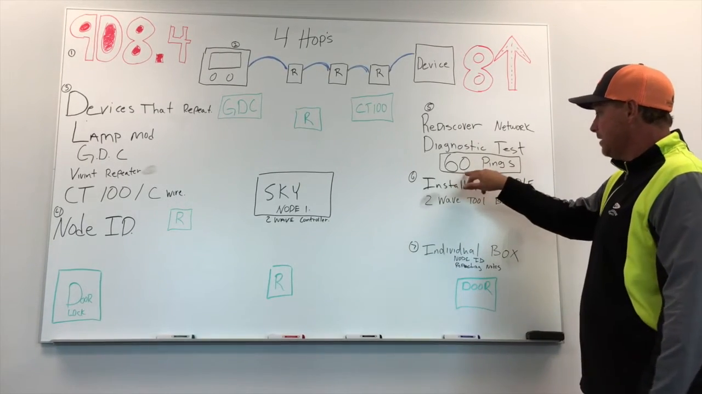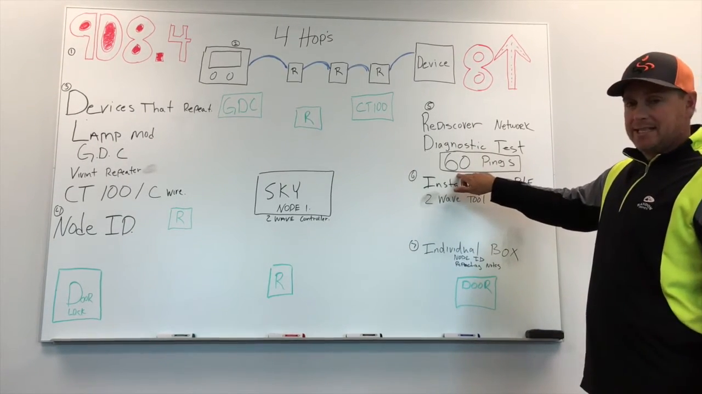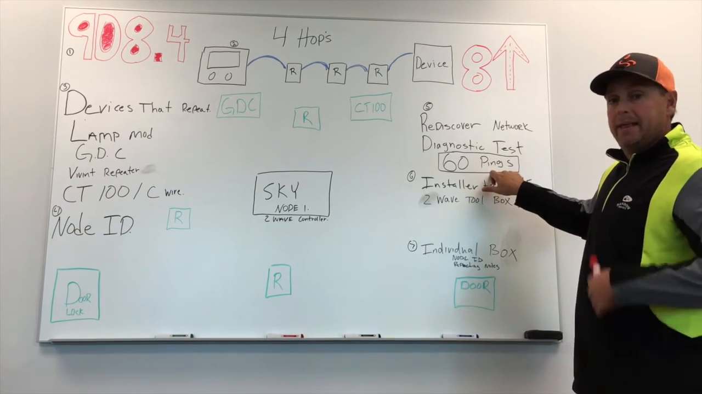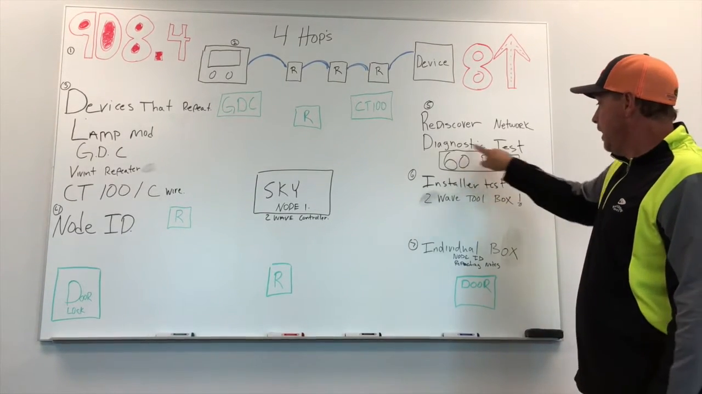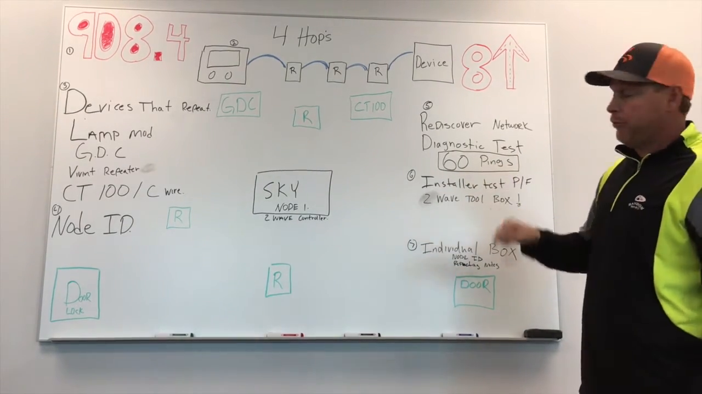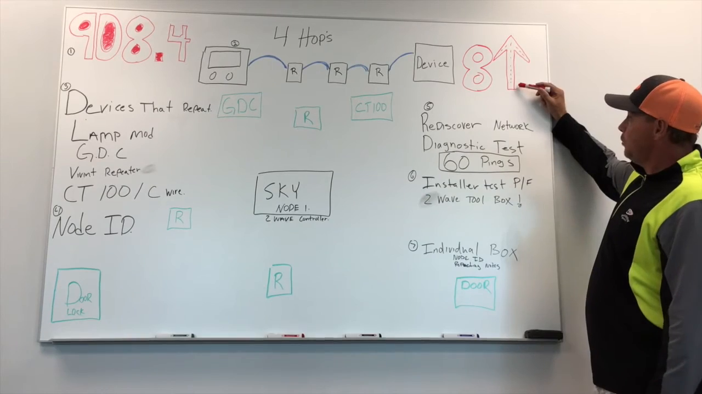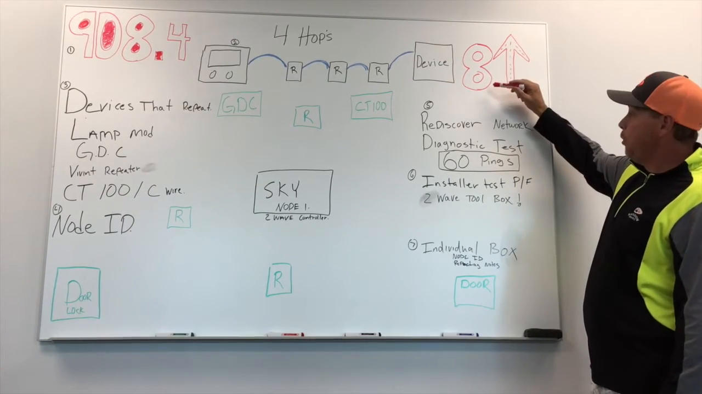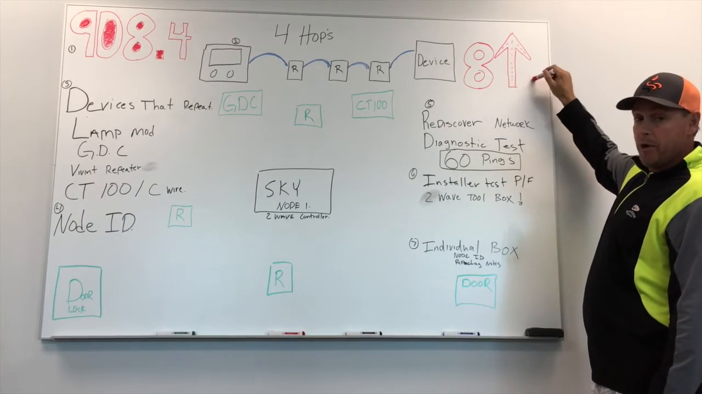When we run the diagnostics test, it actually hits that device 60 pings to determine the health score. That's what we're looking for, okay? So we run it, it pings that device 60 times to get the health score. The health score that we're looking for is 8 or higher. It's going to report as an 8, a 9, or a 10.